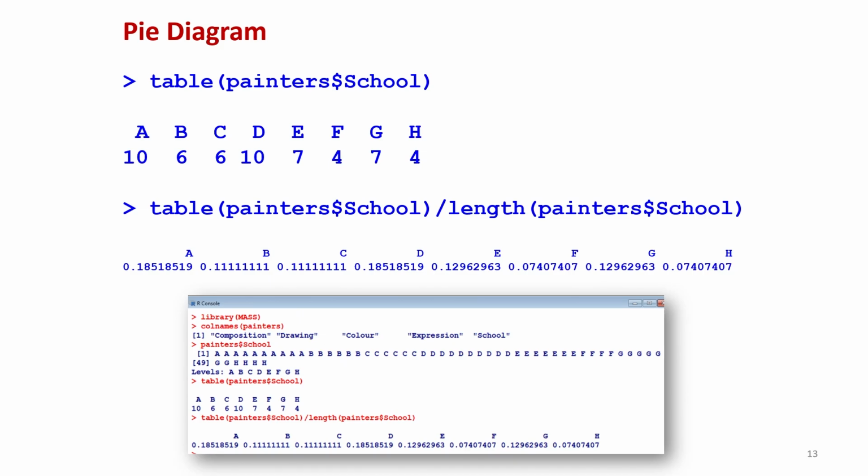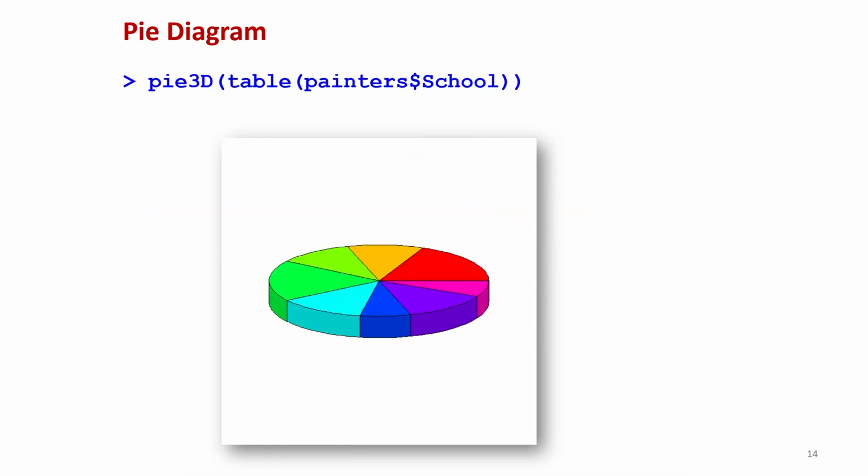And now you can find out their absolute frequency using the command table over painters$school, or their relative frequency using the command table within parenthesis painters$school divided by length of painters$school, and you will get the relative frequency. Now, based on that, I try to create the 3-dimensional pie diagram. So, you can see pie3D over table painters$school will give you this type of graphic.